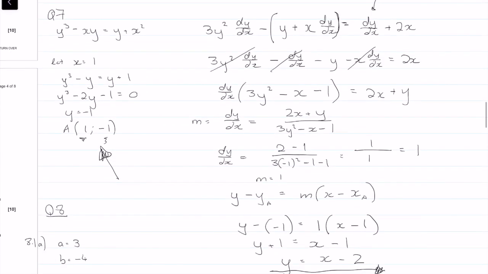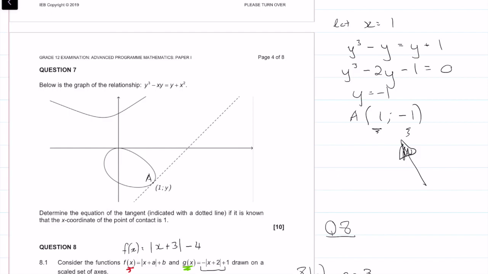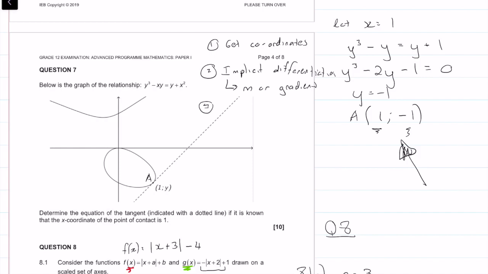Nothing too difficult, a little bit of implicit differentiation. In some questions I've seen them hinting at implicit differentiation. In this question they did not, so you just have to know. In order to get the tangent, the first thing we needed to do was get coordinates. The second thing was implicit differentiation, and from that we get m, our gradient. And the third thing we do is we know a point on the graph, which is at point A, so we use the equation for a straight line graph and a point. Nothing too difficult there, and we get a nice 10 marks.